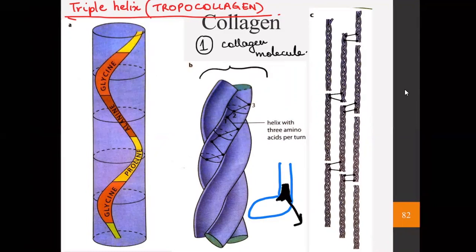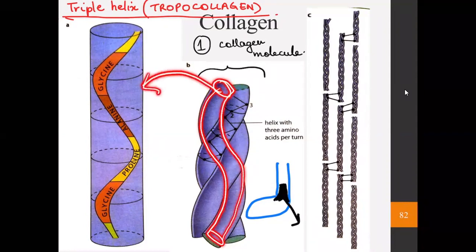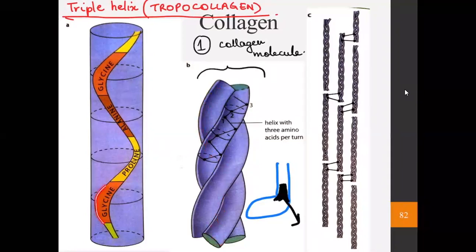Now, if I just pick up one chain, any chain, for example, this one, right? I am actually highlighting this one. And if I look at the chain, what is it made up of? So I will see that every chain is made up of many amino acids. But every third amino acid is glycine. See, glycine, proline, alanine, then again glycine. Then again another amino acid, and then glycine, and so on.